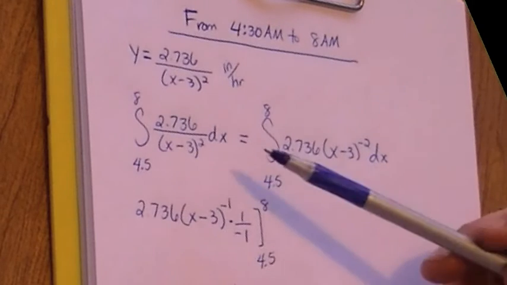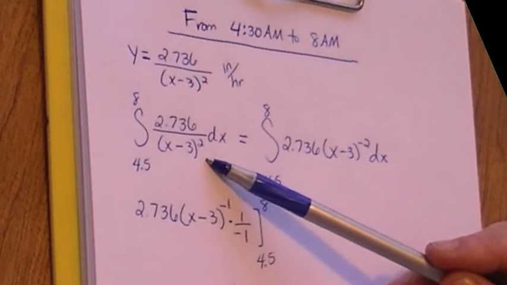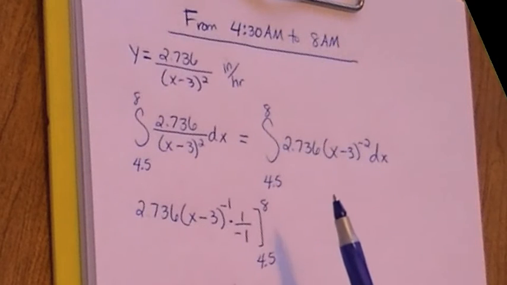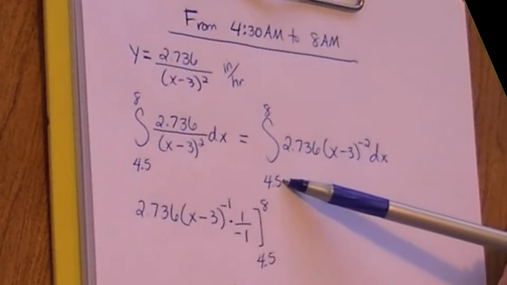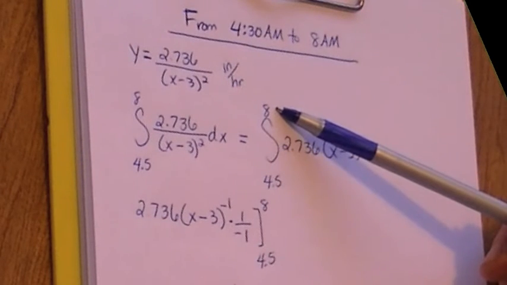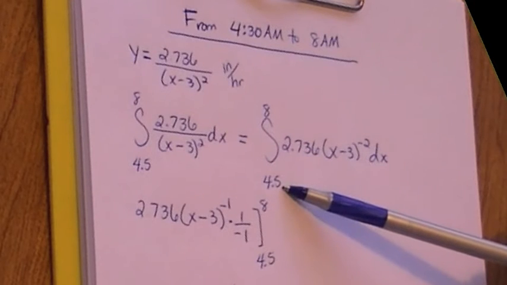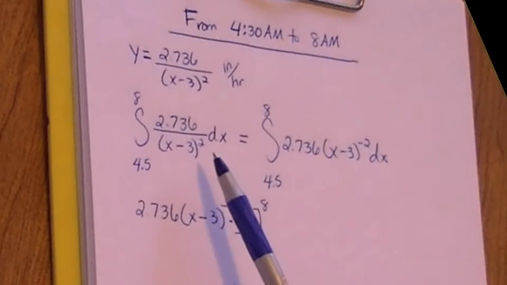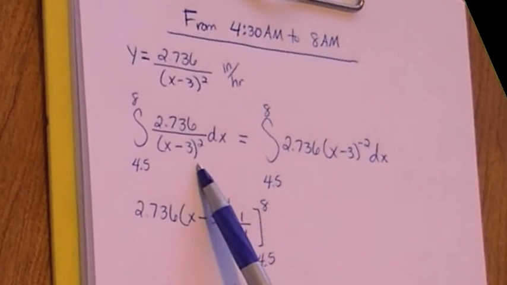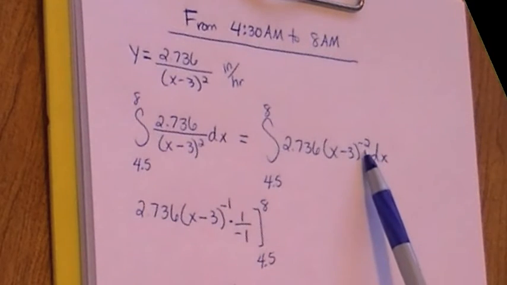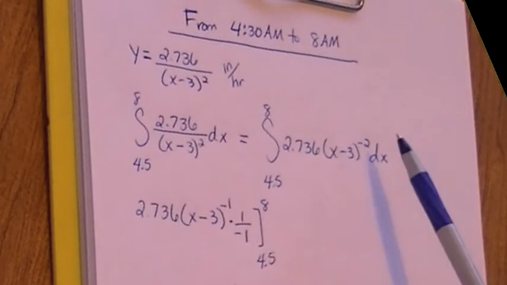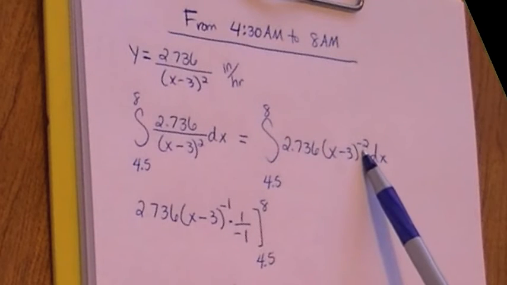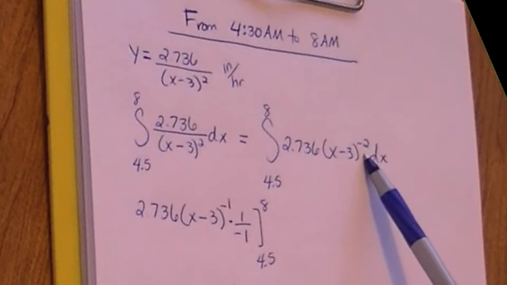The area under the curve by the fundamental theorem of calculus is the antiderivative evaluated between our limits. Our lower limit is now 4.5. Our upper limit is now 8. 4:30 is where this pattern started, and then the storm stopped at 8 a.m. Note that an (x - 3) squared in the denominator is equivalent to a power of -2. That's how you want to view this function, because to find the antiderivative you're going to use the power rule because you have a power function, a power of -2.